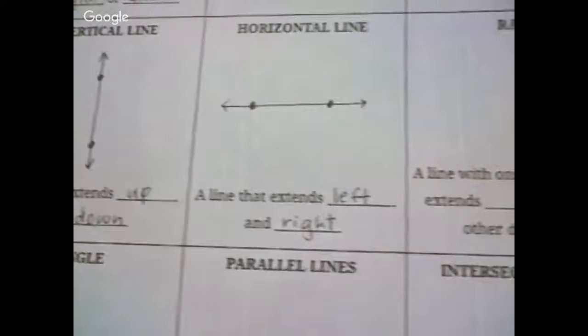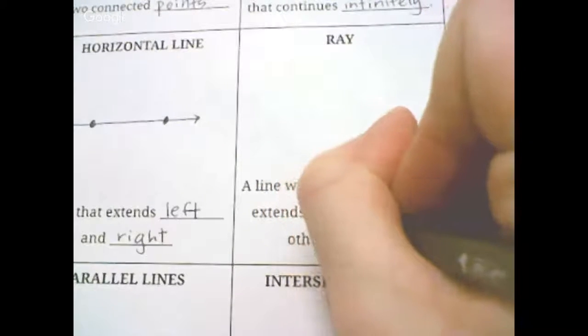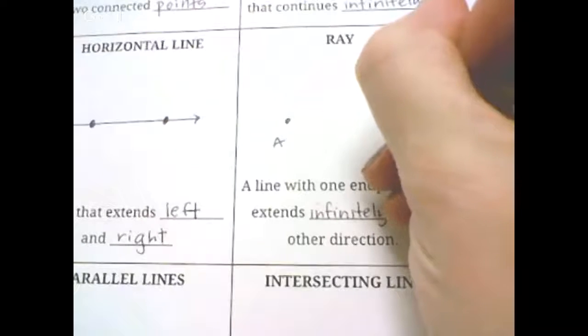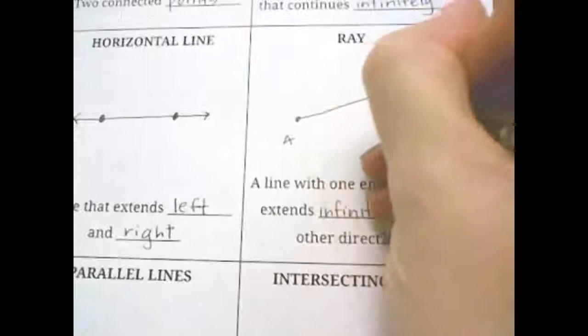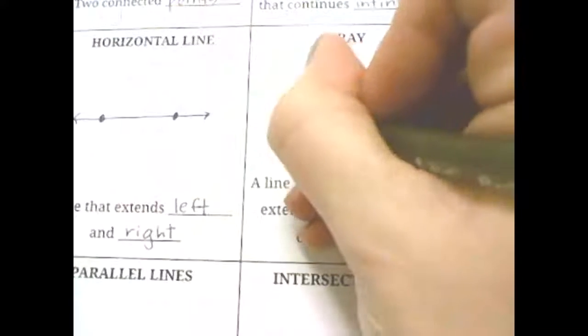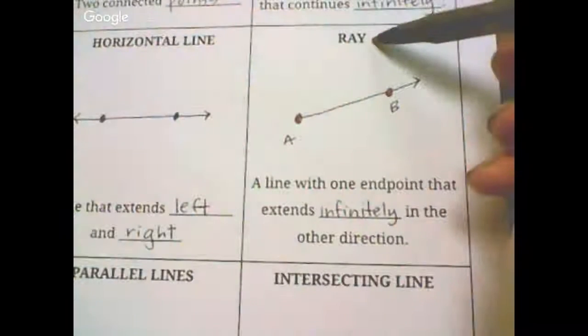Now let's say that instead of both ends extending, a line has 1 endpoint and extends infinitely in the other direction. So I have 1 endpoint. We're still looking at a line, so we've got AB, but in this case, I'm only extending past B. So I have 1 point that stops and 1 side that goes on forever. This is called a ray.